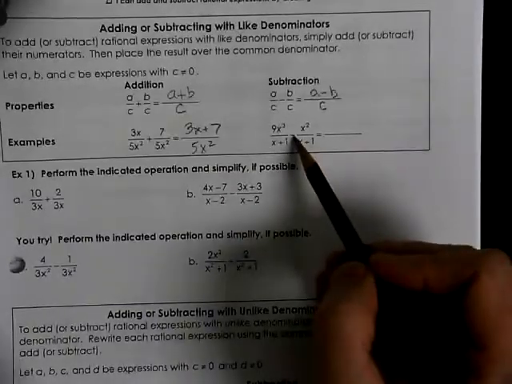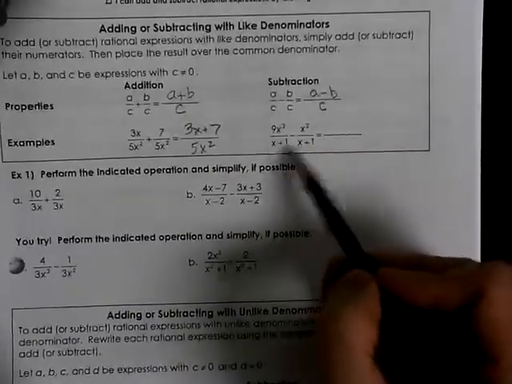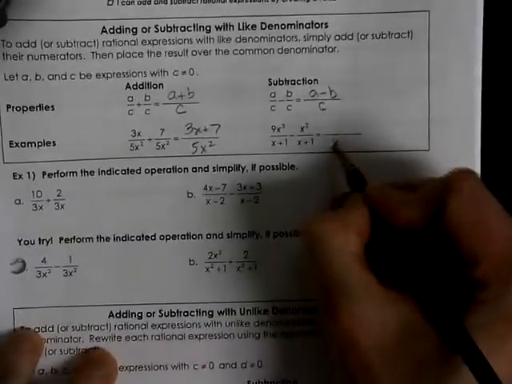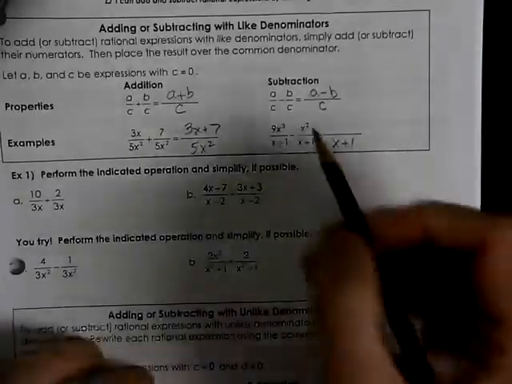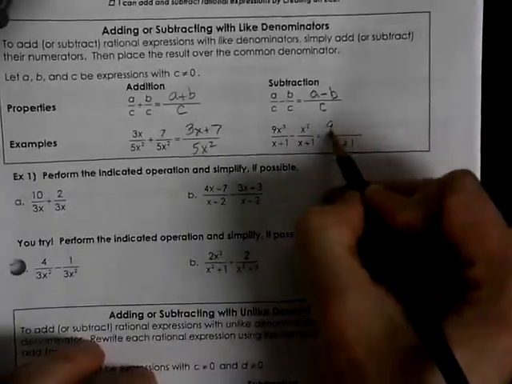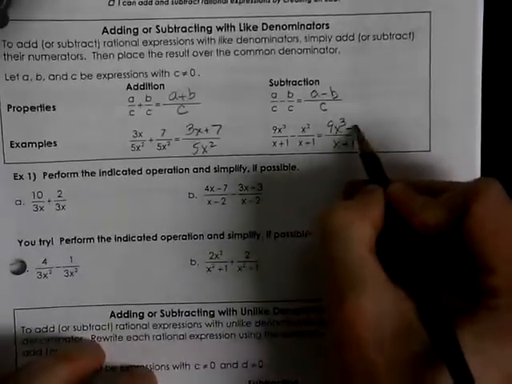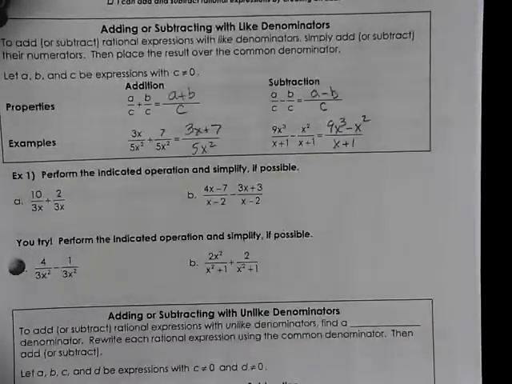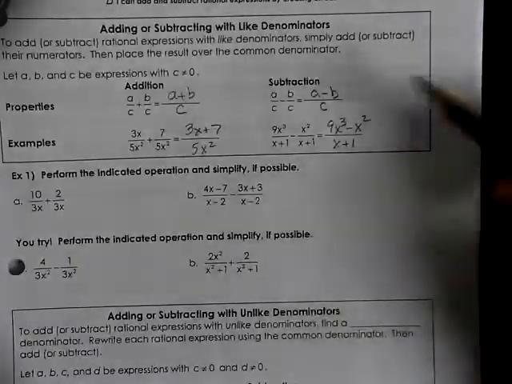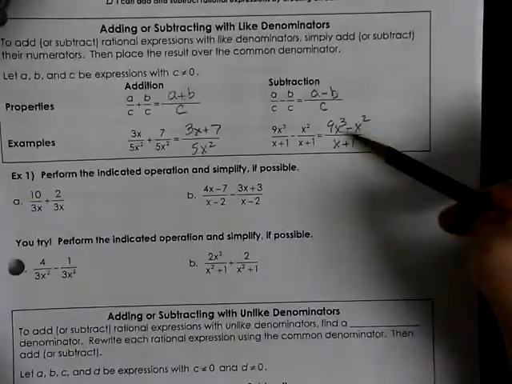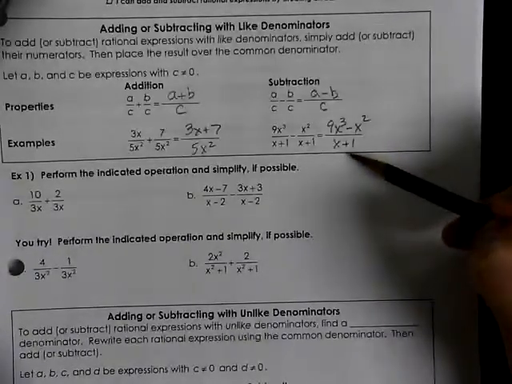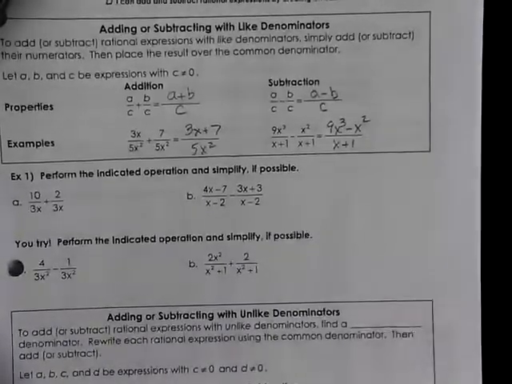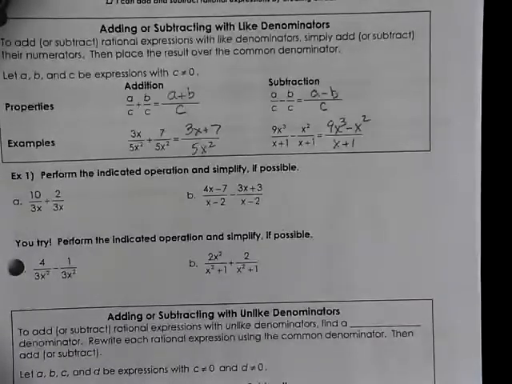Here we have minus. As long as the denominators are the same, you know what the denominator is going to look like. That's not going to change. The numerator is going to be 9x cubed minus x squared. And yes, maybe you can factor the numerator apart, but that's not going to help reduce anything from the denominator. So we can leave it just like that. Nothing to reduce.